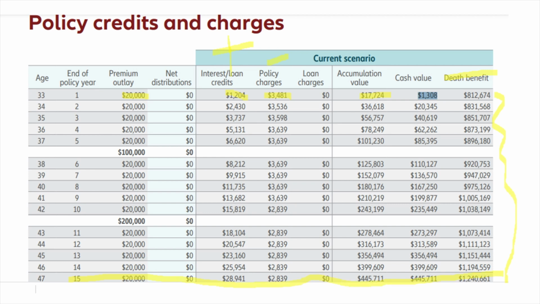Nice. Okay, so let's go back to this accumulation value versus cash value. So what the insurance company wants you to do is they want to incent you to stay in the product and keep your money there. They don't want you ditching or canceling or withdrawing from the product.